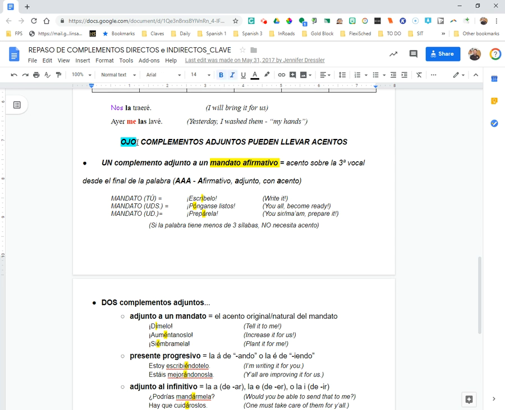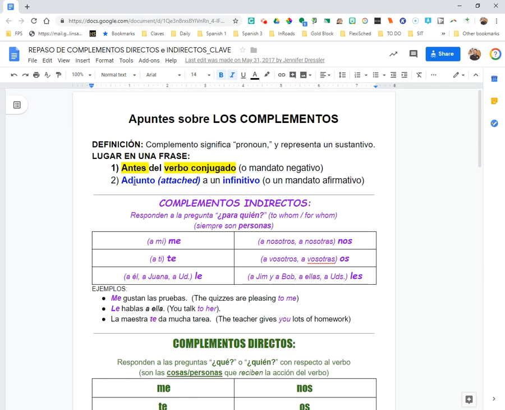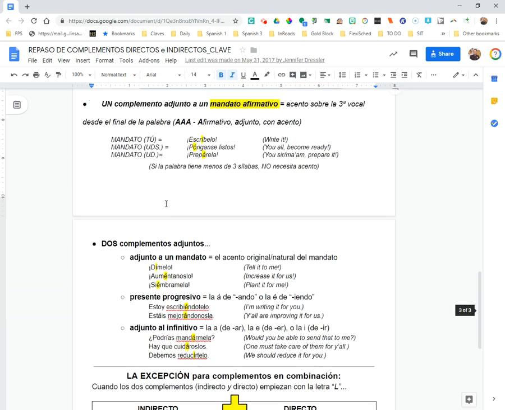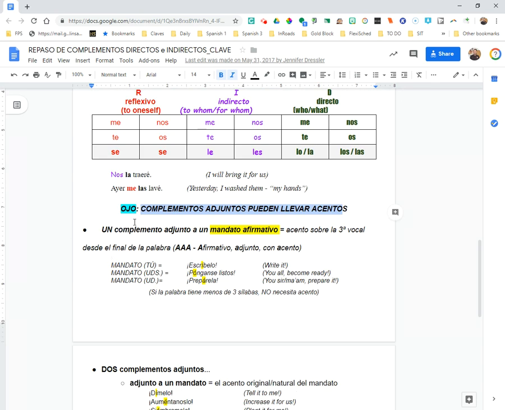Be careful. Complementos adjuntos pueden llevar acentos. This is a really important piece about accents. So if you're attaching them, as we said you can do in Rule 2, up here, you're going to start to see some accents happening. And usually it's going to be 3 syllables back. So from the last letter of the word, you're going to see afirmativo for commands, adjunto for attached, and acento for accent. So you'll see escríbelo.